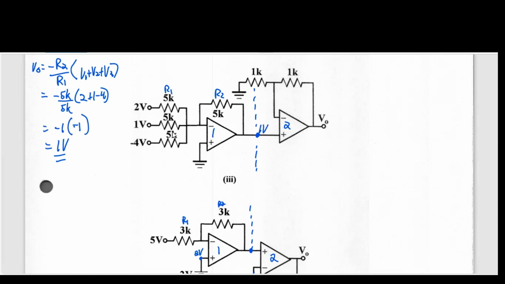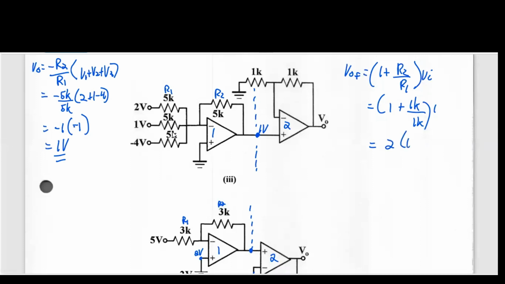So we are on number 2 now, and this is a non-inverting amplifier. Therefore Vo final equals 1 plus R2 on R1 times Vi. R2 in this case is 1K, R1 is 1K, and Vi is 1. So 1 plus 1 is 2, times 1, which is 2 volts. So the output here will be 2 volts.